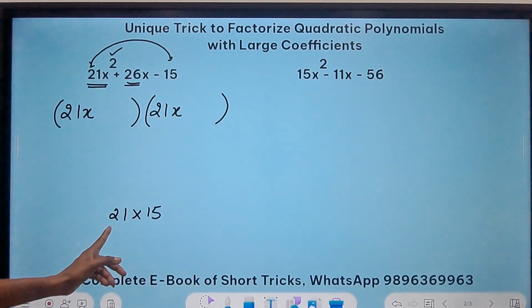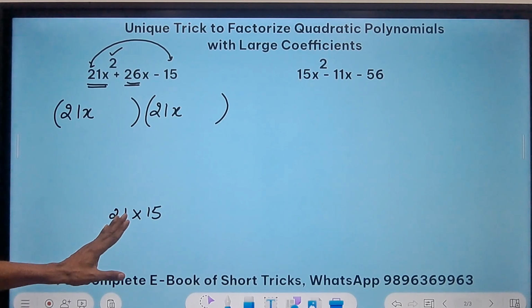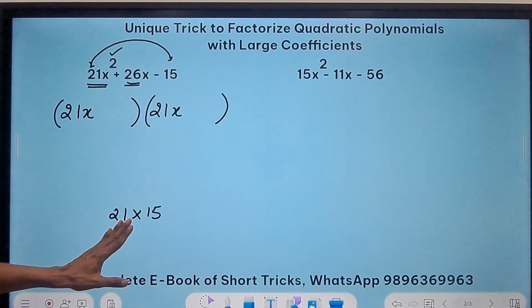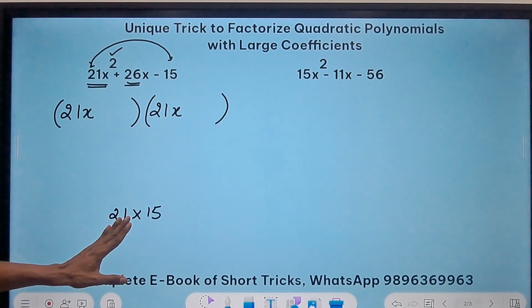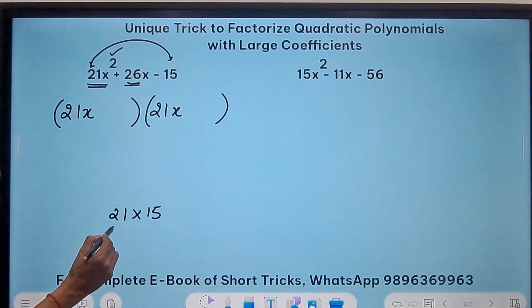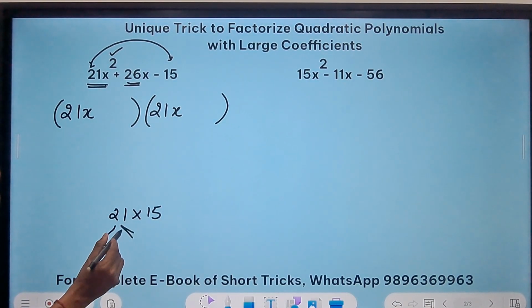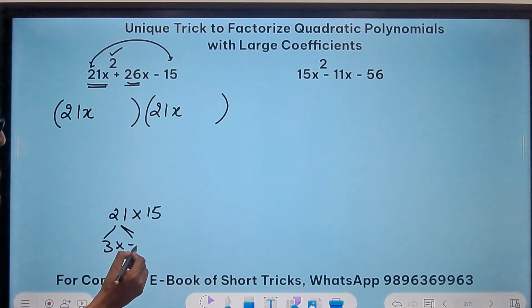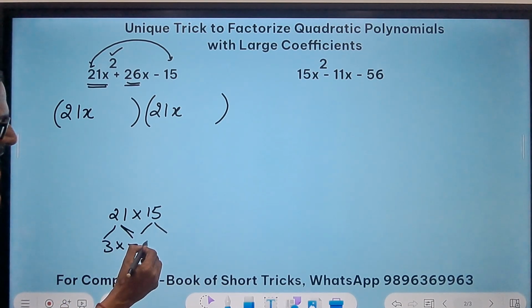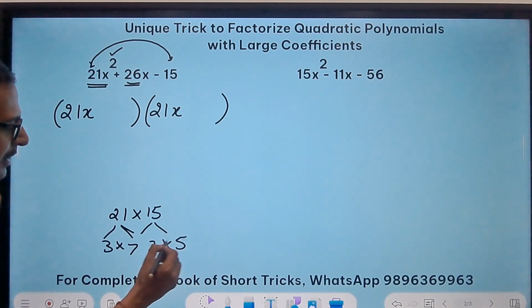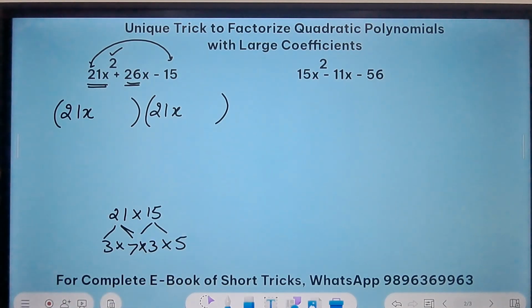If I subtract them, I get a 6. So this is not going to work. Now I have to break it down into smaller factors. So 21 is 3 times 7. I can write 3 times 7 here, and 15 is 3 times 5. See, I have broken it down into smaller factors.